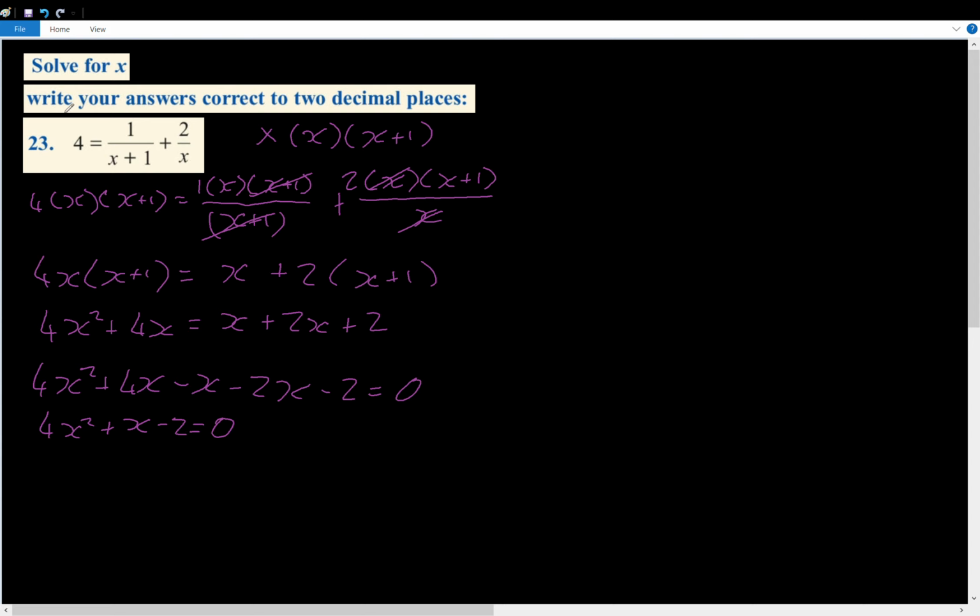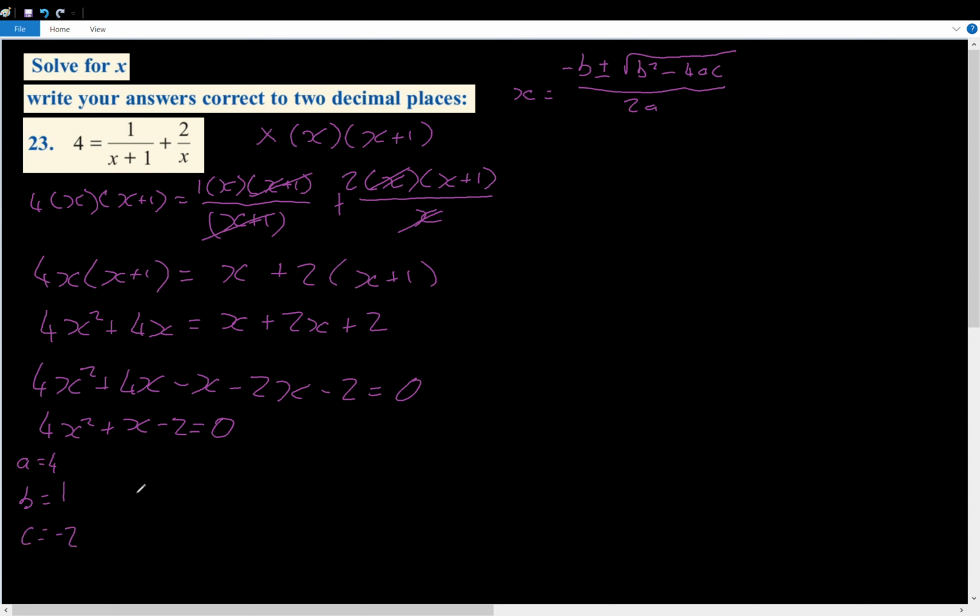And if we remember from our question, it said to write our answers corrected to 2 decimal places. And this is a big hint from the question that we are going to need to use the quadratic formula to solve this, because our quadratic here can't be factorized. So our quadratic formula is x is equal to minus b plus or minus square root of b squared minus 4ac all over 2a. And within our sum here, a is equal to 4, b is equal to 1, c is equal to minus 2.